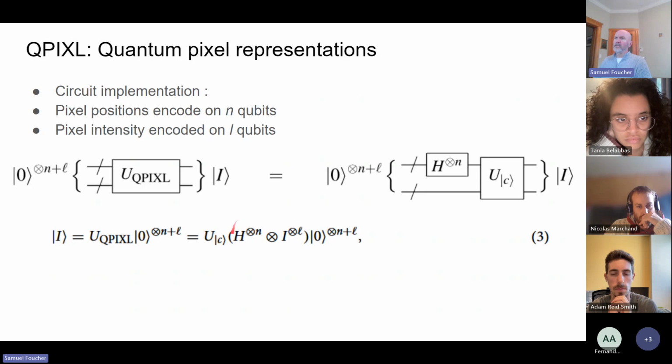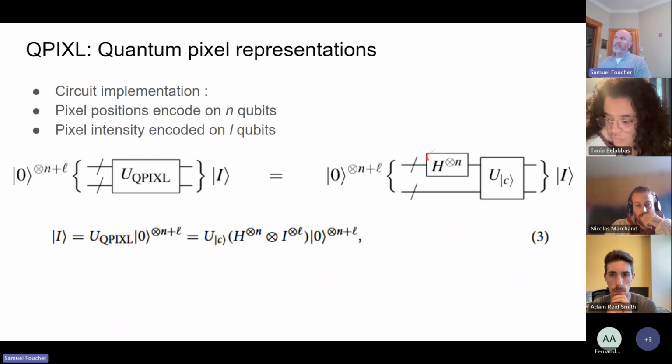So basically, we want to create superposition. So we're going to have a Hadamard product, and also a Kronecker product on L qubits for the intensity value, the grayscale value. And we have our qubits starting from the ground state 0. This is what we call the quantum register, with n qubits for the positions and L for the grayscale value.